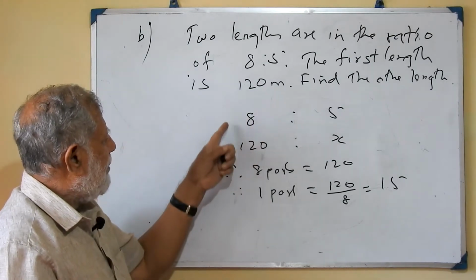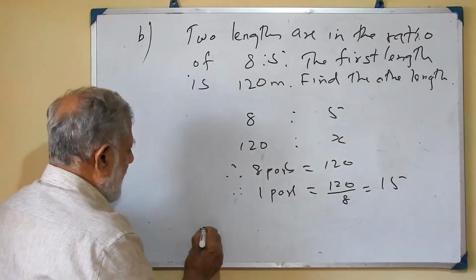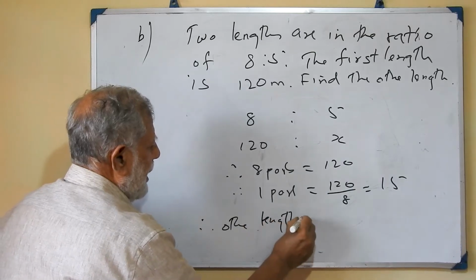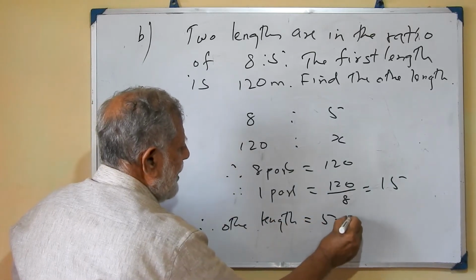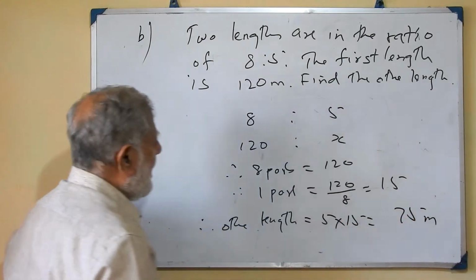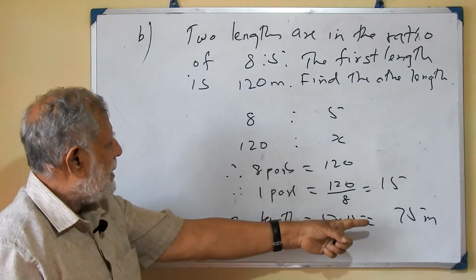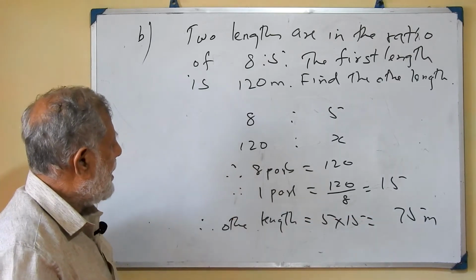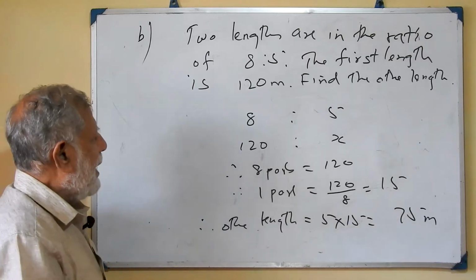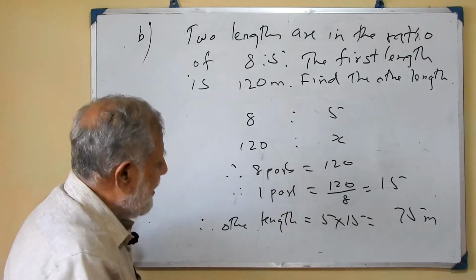So now we have found 1 part, and we have to find 5 parts. So the other length equals 5 into 15, that is equal to 75 meters. So the first length is 120, the second length is 75. And if you want to find the total, you just add 120 and 75, the total length. So this is how you do it when one part is given.